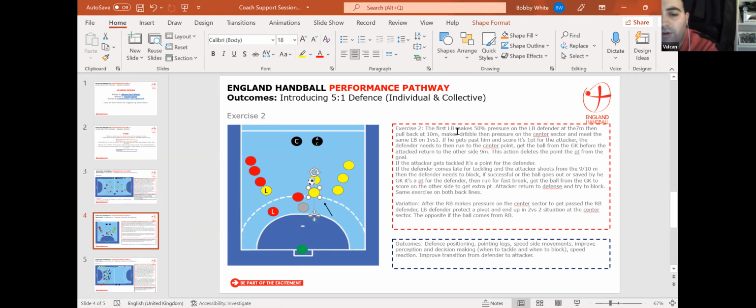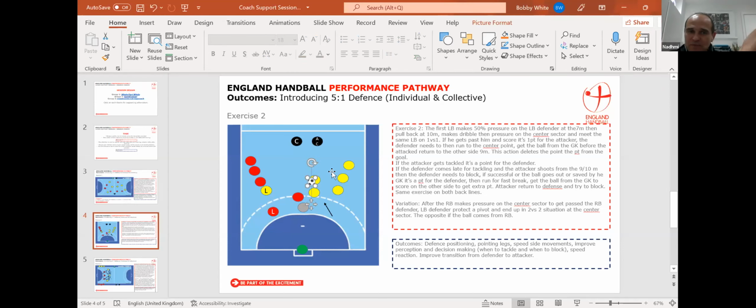So you have one defender that goes out to the attacker, and makes his way back, and then effectively it's one attacker versus two defenders and the pivot. It will be 2 versus 2. Sorry, the gray is the pivot. So one goes out to the 9 meters, and the other one drops to cover.